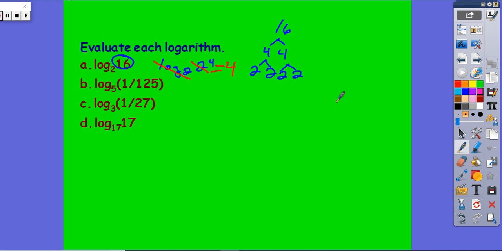So 1 over 125, that's 1 over 5 cubed. This is 5 to the negative 3. So this is log base 5 of 5 to the negative 3. Well, that just gives me a negative 3.